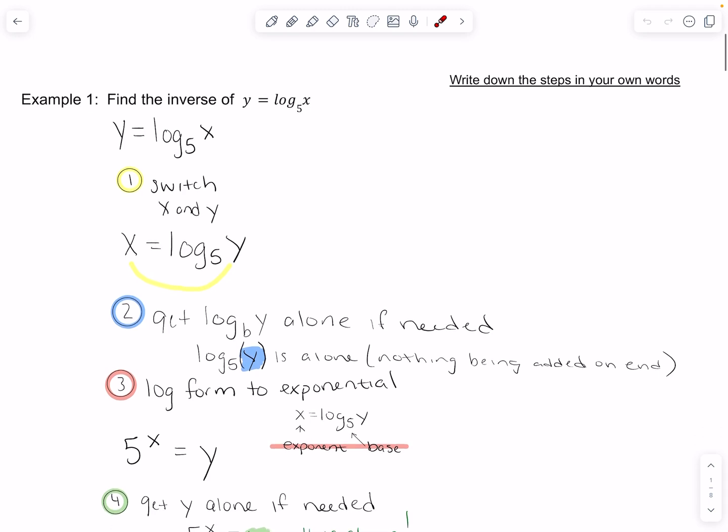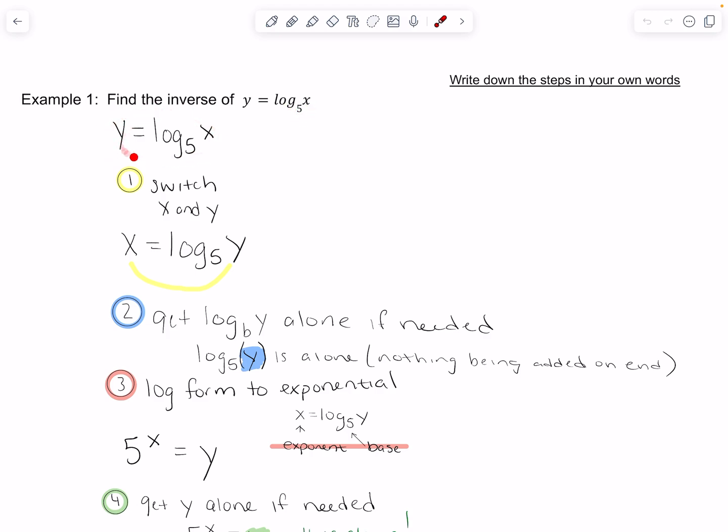All right, so this lesson is just about finding the inverse. It is another way of putting things from either exponential to log or log to exponential, but there are more steps than there were yesterday. Yesterday was just kind of leading into this. So example 1 says, find the inverse of y equals log base 5 of x.